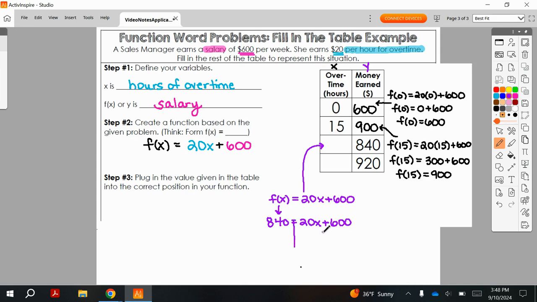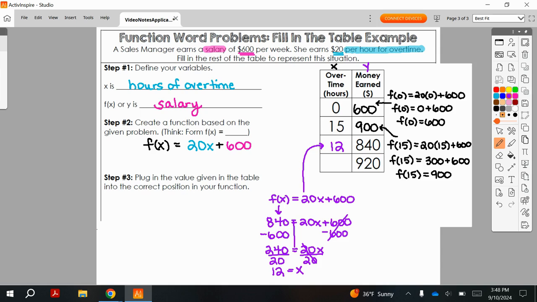From here, we solve for x. Draw your line since we have to find it. Subtracting 600 from each side will be my first step here. I get 240 on the left side and 20x on the right side. When I divide each side by 20, I end up getting x is equal to 12. That's what I'm going to put in my table.